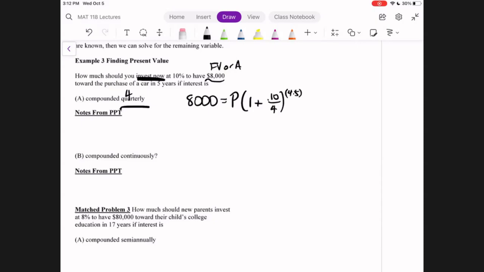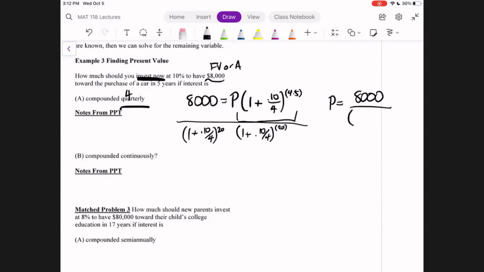right? Okay. So, well, remember these are multiplied here. So to solve this, I just need to divide by all of this over to the other side. Okay. So I'm going to divide by all this stuff here. This is a 20, okay? So divide it by this side as well. So P would equal your 8,000, which is your A, divided by 1 plus 0.10 over 4 raised to the 20.